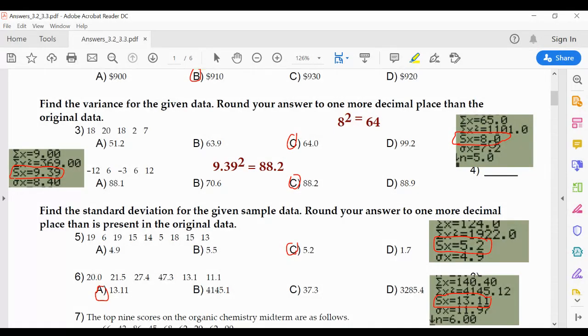You need to work backwards. You need to tell me the variance. Given that 8 is the standard deviation, you square that value. In this case, 8 squared is 64. That's the variance. Same thing for number 4.